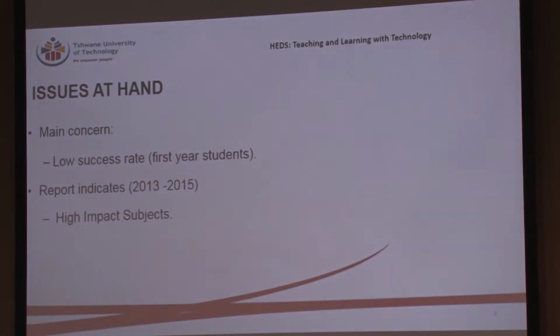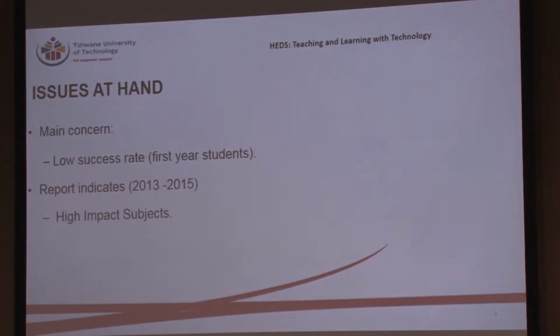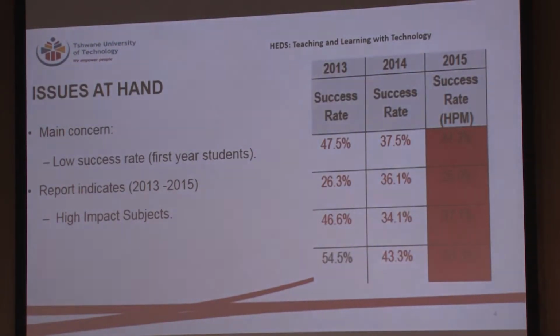The issue here, as I have already indicated, is the low success rate, especially among first years. I'm going to share with you a snippet from the success report for 2013 to 2015 at TUT, which indicates high impact subjects. These high impact subjects are the subjects that are below 50%. This is the trend that we are seeing from 2013, 2014, and 2015.